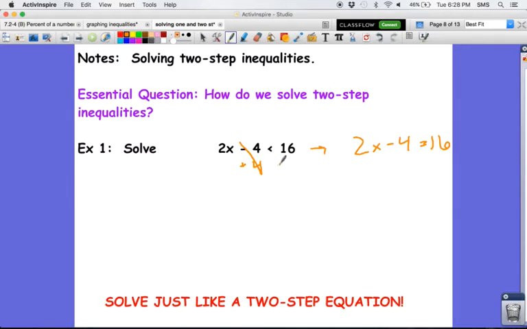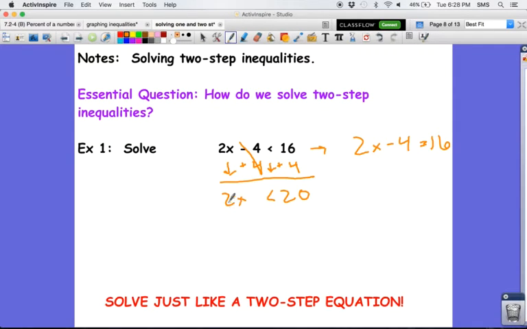But whatever I do to one side of my inequality symbol, I have to do to the other side of the inequality symbol, just like we do with equations. 16 plus 4 is 20. I just bring down my symbol and bring down 2x because nothing has happened with 2x. I haven't changed that. I haven't done anything to that yet.